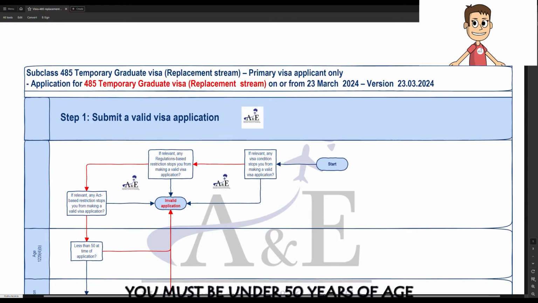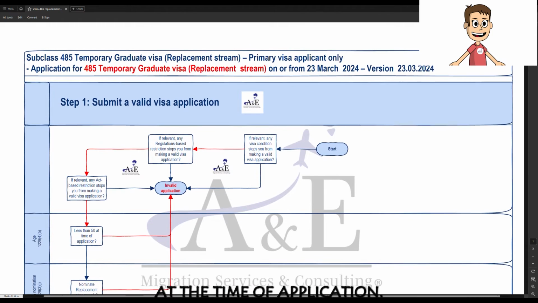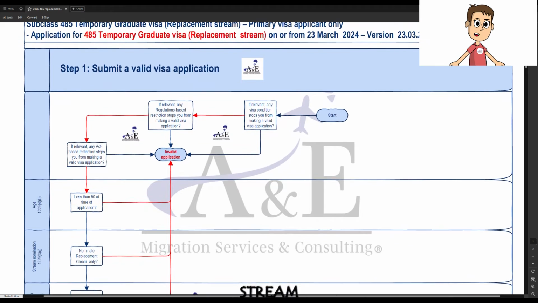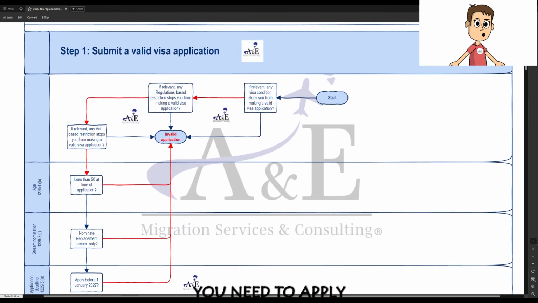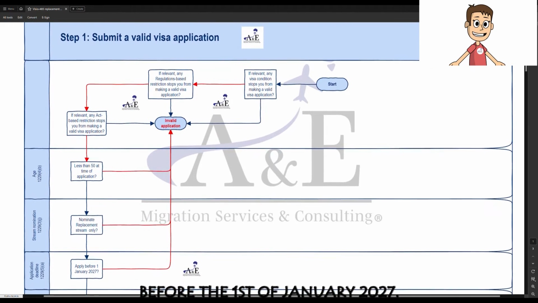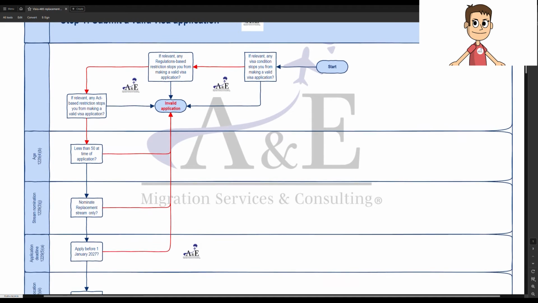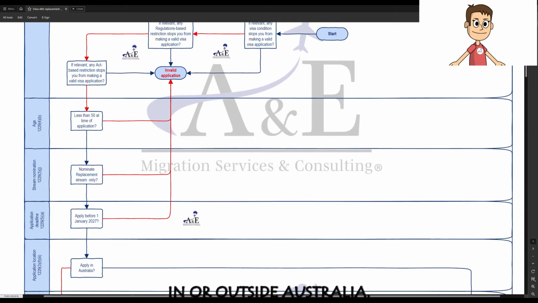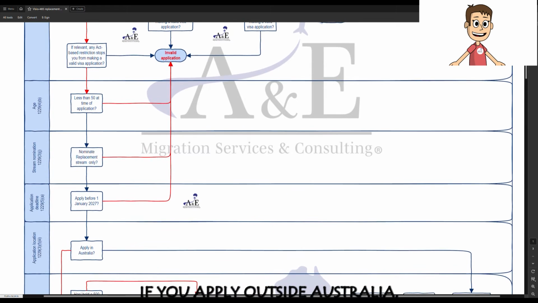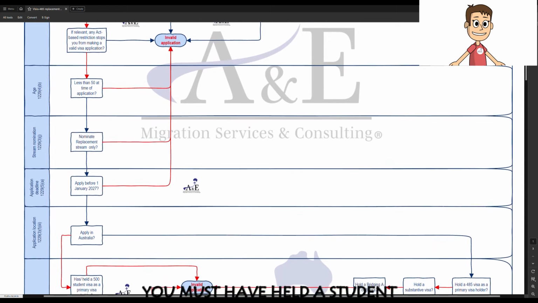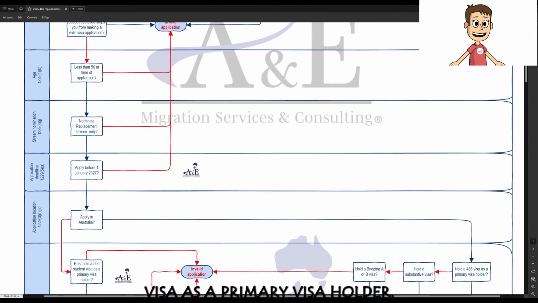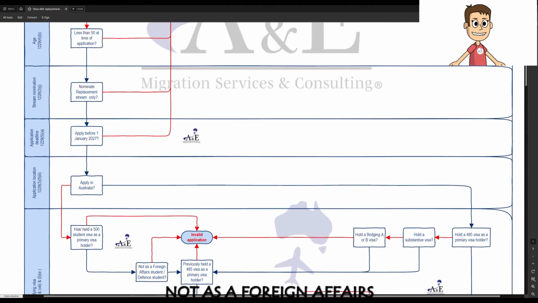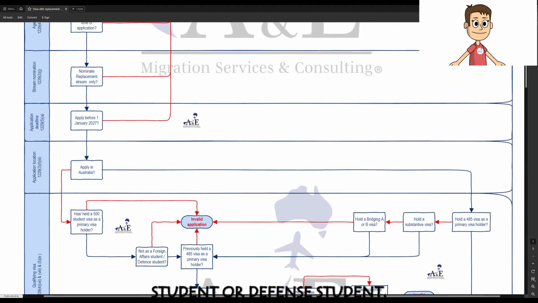You must be under 50 years of age at the time of application. You must only nominate the replacement stream. You need to apply before the 1st of January 2027. You can either apply for this visa in or outside Australia. If you apply outside Australia, you must have held a student visa as a primary visa holder. You held that student visa not as a foreign affairs student or defence student.